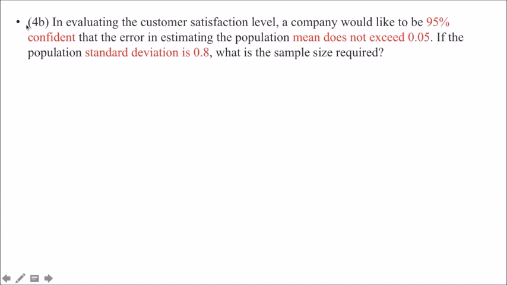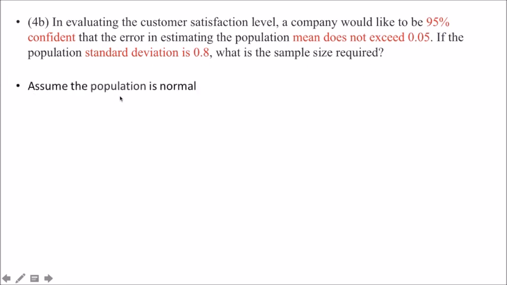So here is question 4b, and the question is, in evaluating the customer satisfaction level, a company would like to be 95% confident that the error estimating the population mean does not exceed 0.05. The standard deviation is 0.8, and we have to find the sample size required.